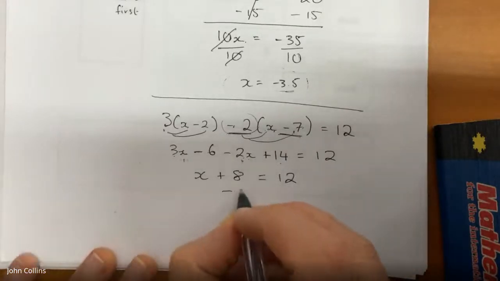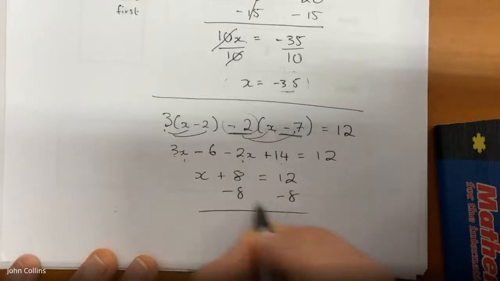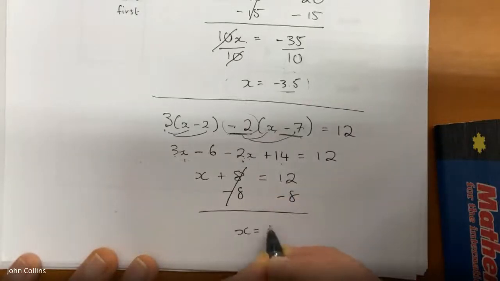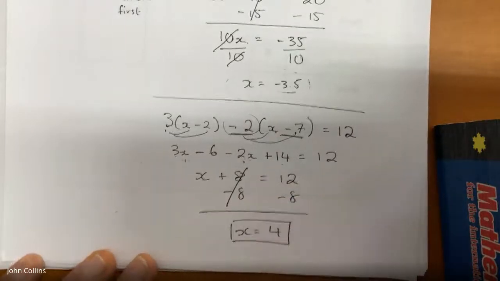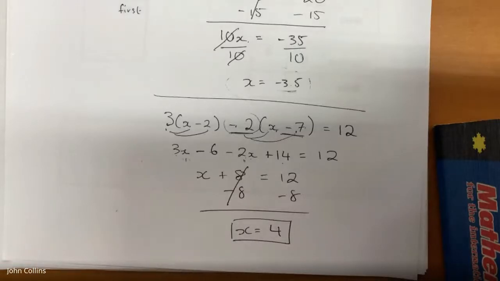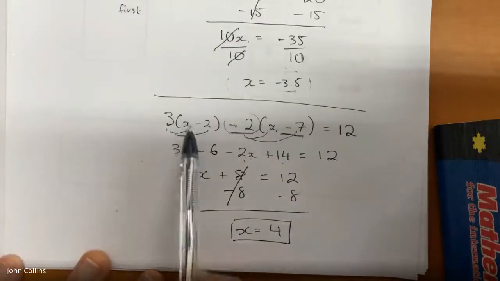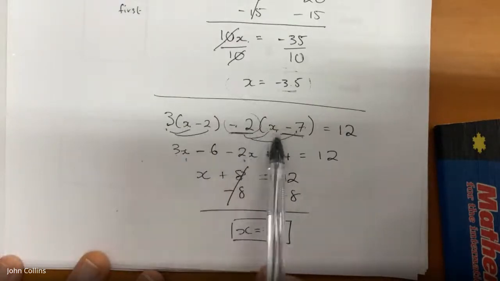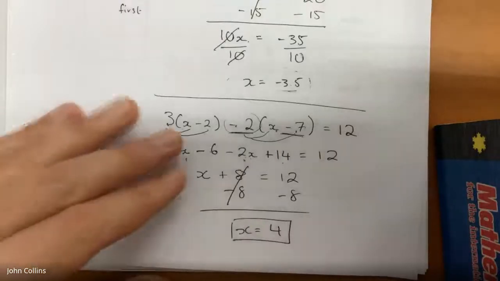Now I solve. Now I can do the balance and subtracting. And x is 4. Okay, so that's the types of questions involving brackets. Now let's do a question where the x's are not on the same side of the equals, but on different sides.